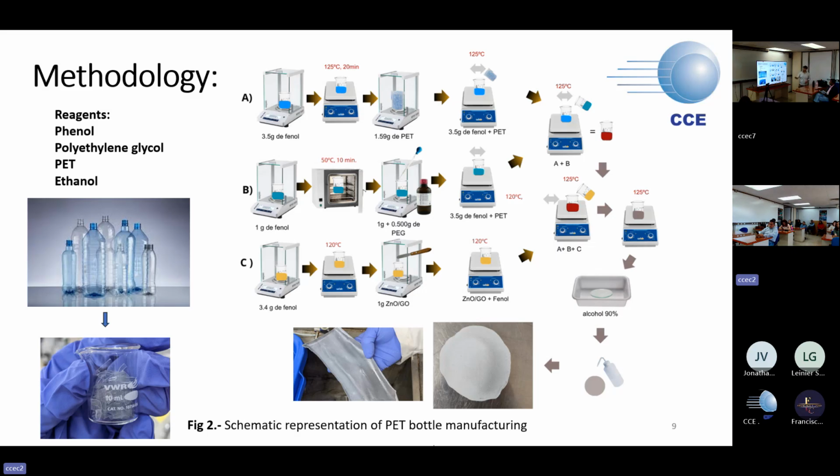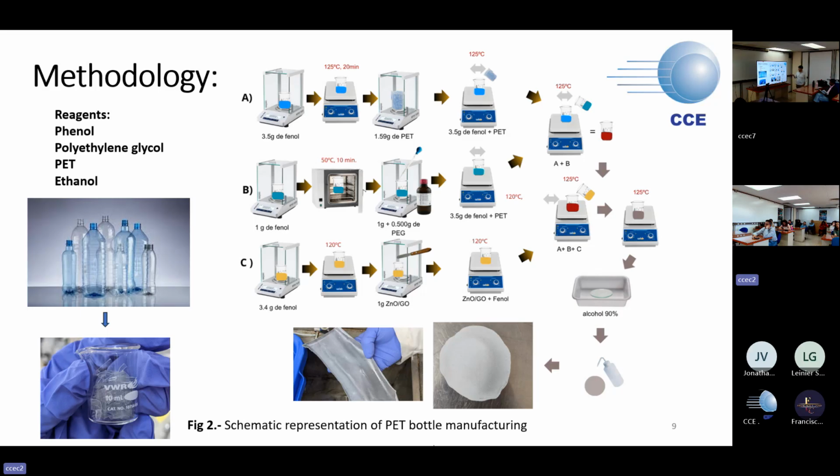We have 3 beakers. These are the reactants. PET is the base. Then we have phenol. Phenol is the thing that dissolves the PET. And polyethylene glycol. This polyethylene glycol gives us the porosity, or controls the porosity, in the membrane. And at the end, we have ethanol just to clean the membrane. In beaker A, or in process A, we have some phenol that is heated until it is liquid. We introduce some slices of PET. They are cut 1 by 1 centimeter.